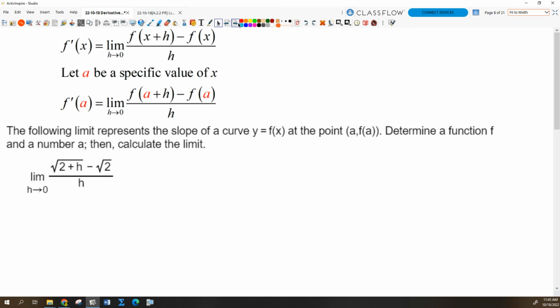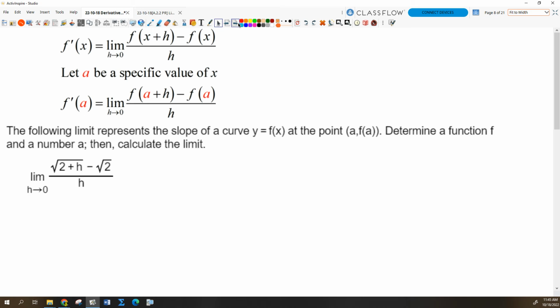Okay, so let's try this a little bit then. See if you could tell me, for the following limit, these are just questions that you could see on an AP test. These are really easy questions, but you just got to understand what they're asking. The following limit represents the slope of a curve y equals f of x at the point a, f of a. So there's two parts to this. You got to determine what is the function and what is the value a. So what the point of tangency is going to be at what x value.